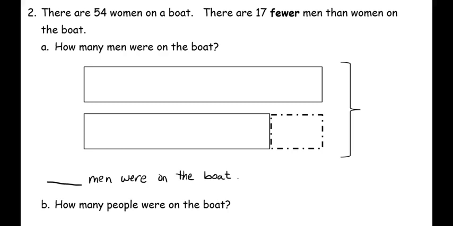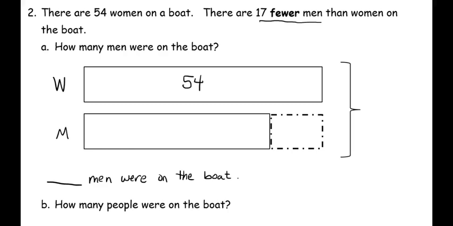Now let's fill in the information that we know. This time we have two tapes because we're comparing the men to the women. So when we talk about 17 fewer men, that's a comparison statement. So that's why we have two tapes this time. So let's see, we know there's 54 women, we know there's 17 fewer men, so that means I have more women. So my top tape would be the women, and that's going to be 54.